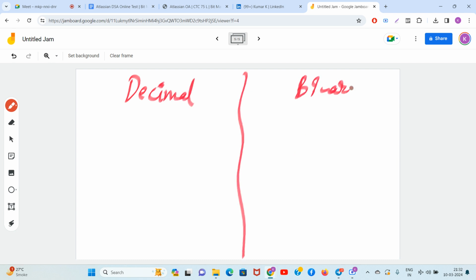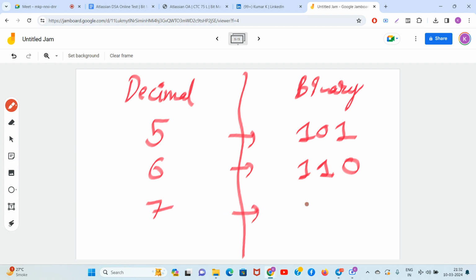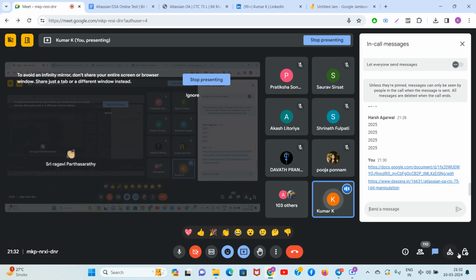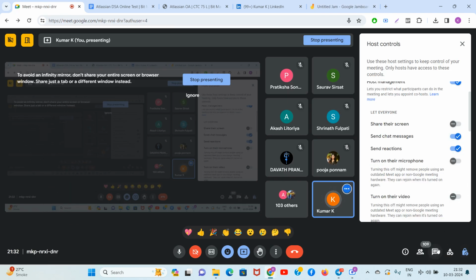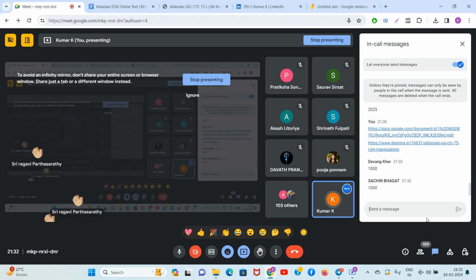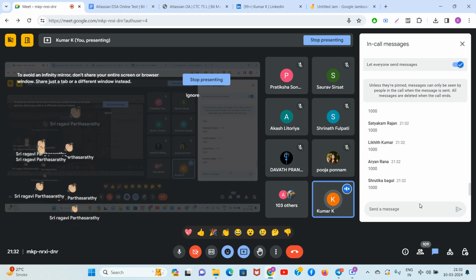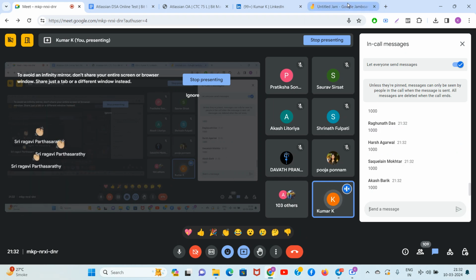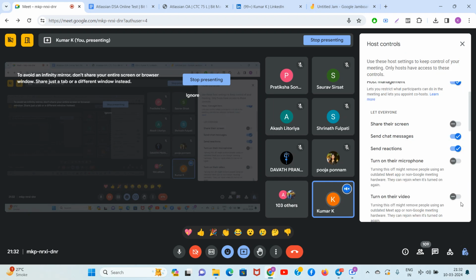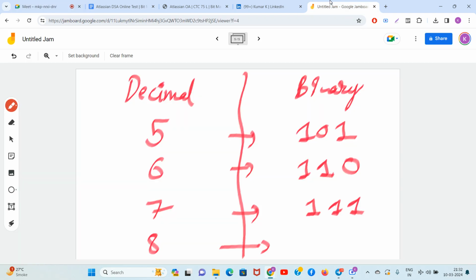So in decimal 5 looks like this, and in binary it looks like this. 6 looks like this, and 7 looks like this. Now guys, the question to the audience: how does 8 look in binary? I'm opening the chat. Start writing your answers in the chat and be super quick about it. How does 8 look in binary? Everyone write. Yeah, nice. Good. So you guys do have actual knowledge and that's great. So 8 looks like this.